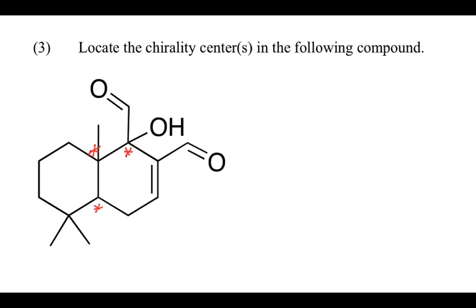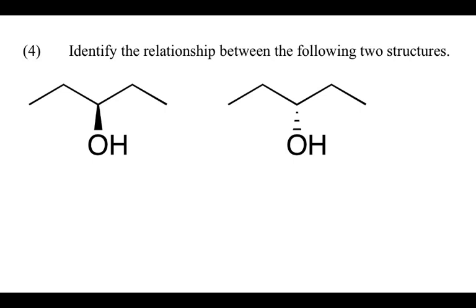All right, those are all the chirality centers. Good. Next one, right? If you guys have no other questions, let's move on. This one. What's the relationship between those structures? Are they identical? Are they enantiomers? Are they diastereomers? Are they resonance structures? What are they?